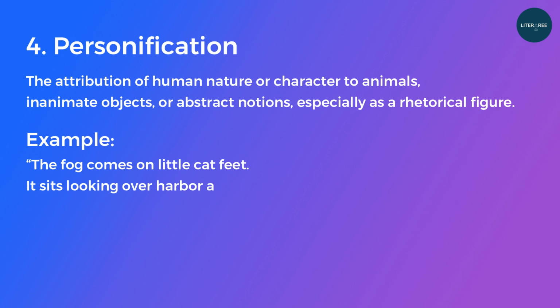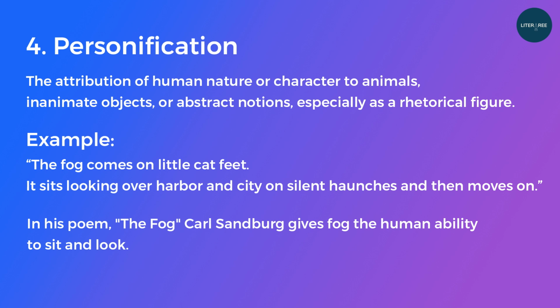The fog comes on little cat feet. It sits looking over harbor and city on silent haunches and then moves on. Here, Carl Sandburg gives fog the human ability to sit and look.